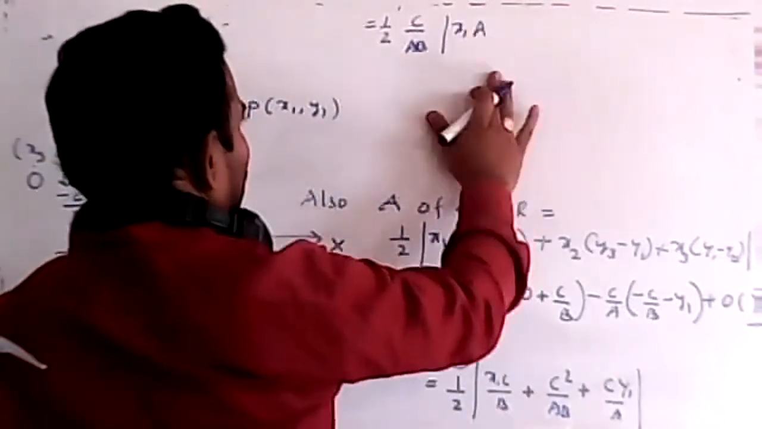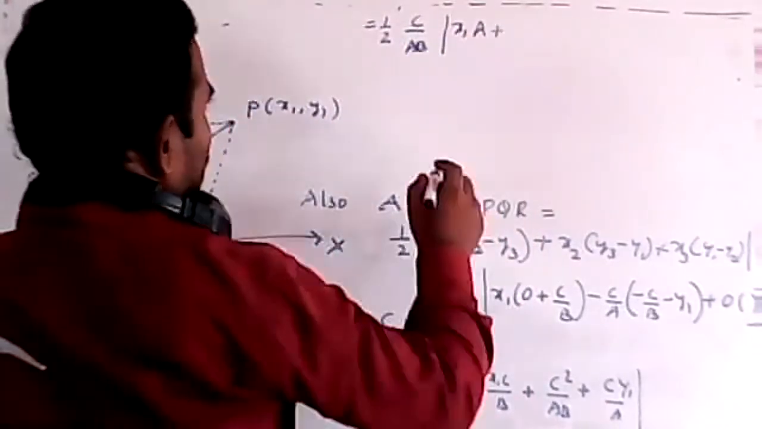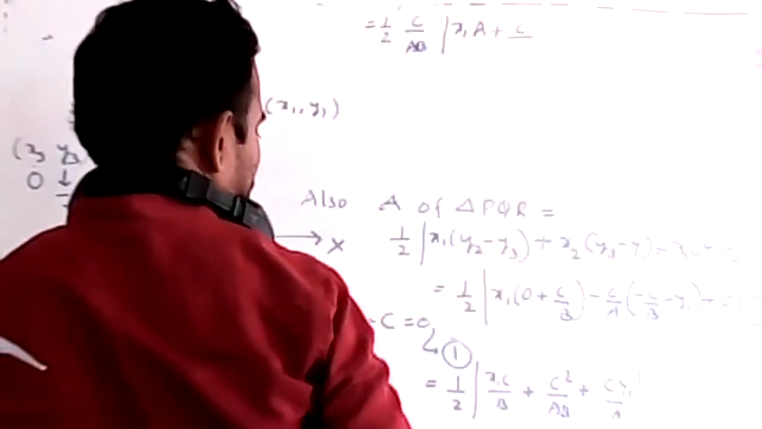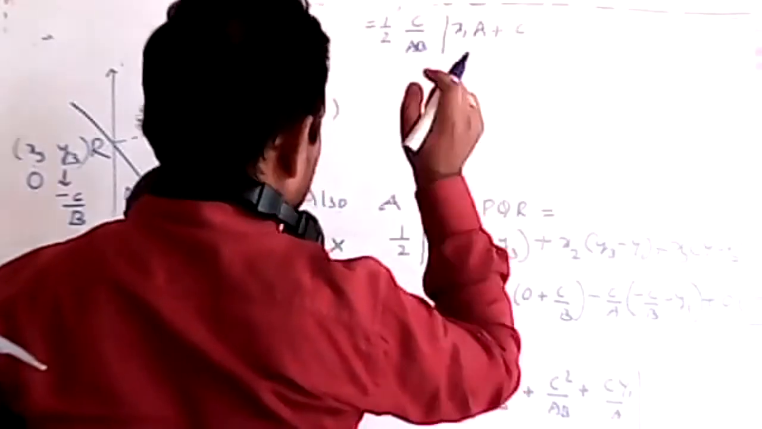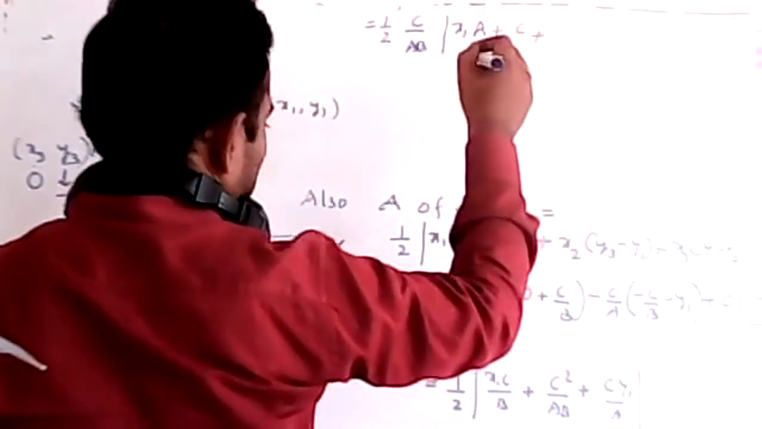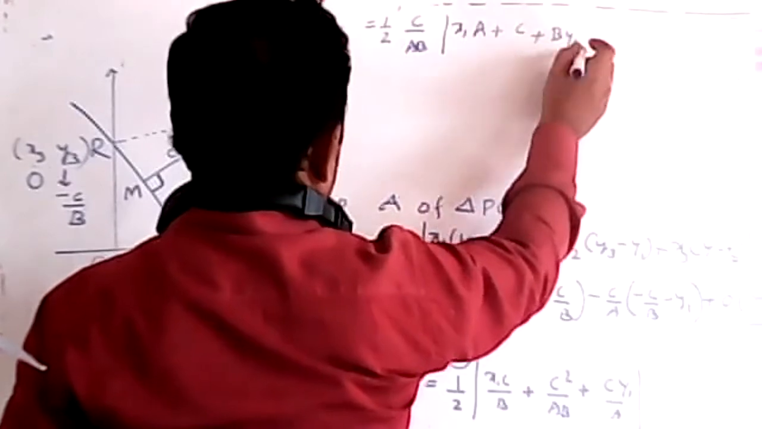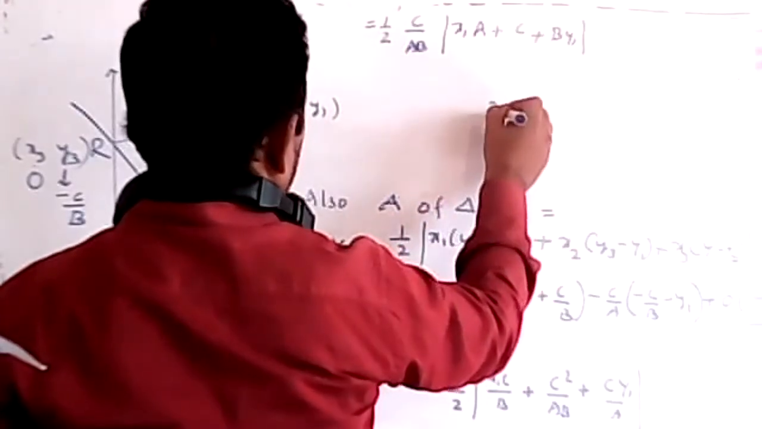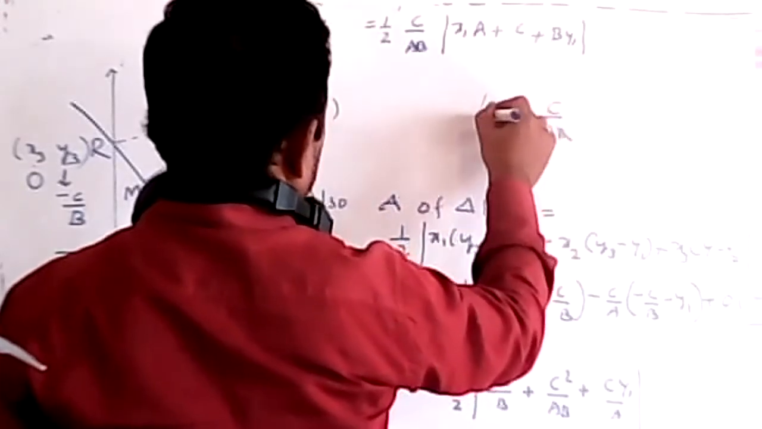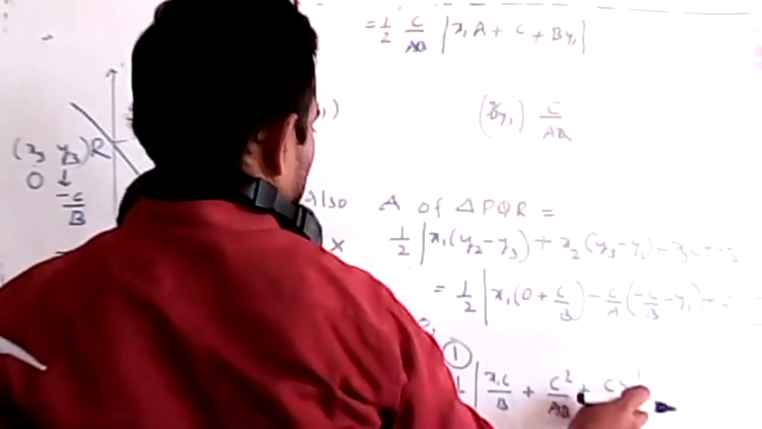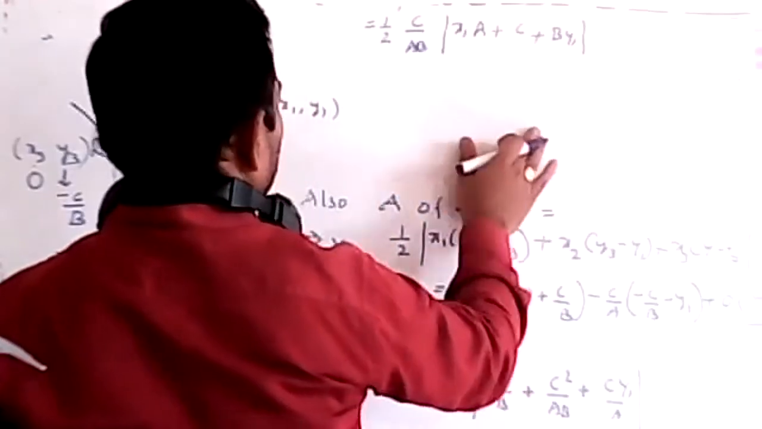Again, this one plus c square by ab. Then one c goes out, c remains here. ab already taken outside, then c only remains. Plus c y1 by a. What remains? b y1. Check it now. If you multiply b y1 into c by ab, b gets cancelled, y1 c by a remains. Correct, right?